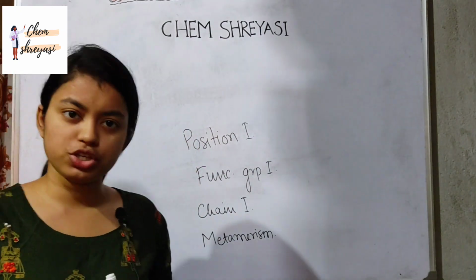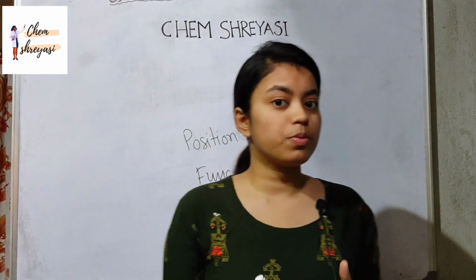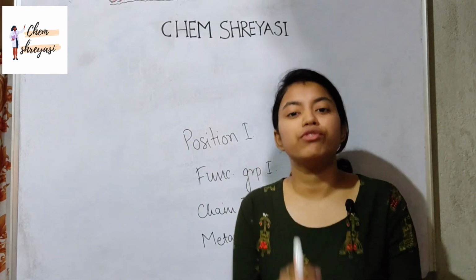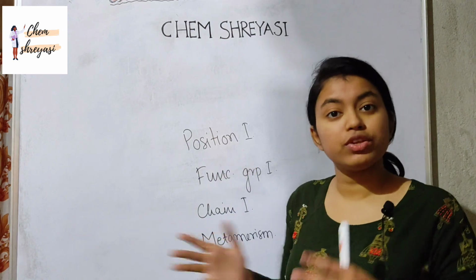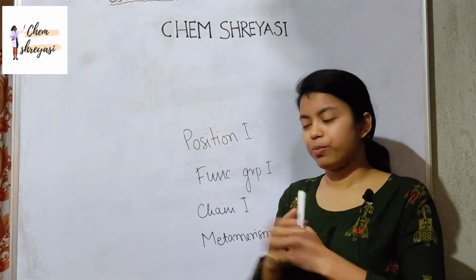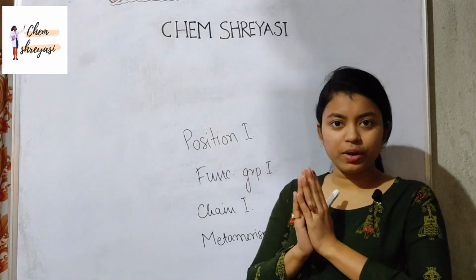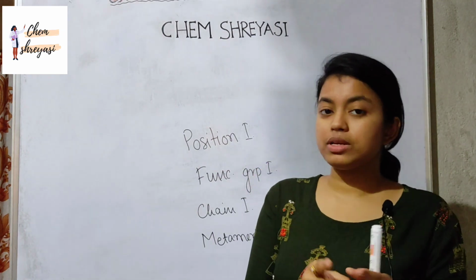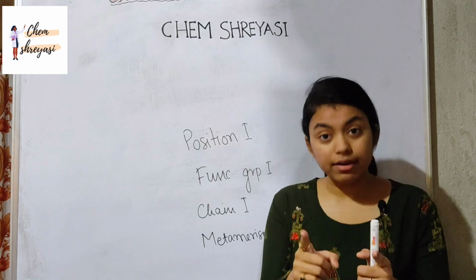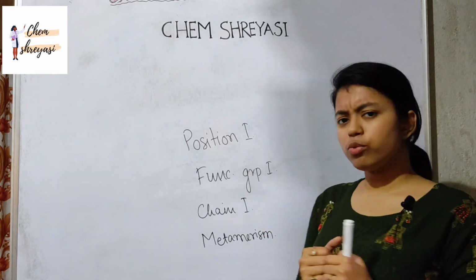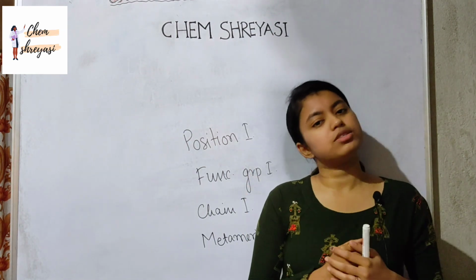The first one is the position isomerism. Position isomerism is a phenomenon in which 2 or more chemical compounds have a different position of the substituent or the functional group. The second one is the functional group isomerism. Functional group isomerism exists in those 2 or more types of chemical compounds in which the molecular formula is the same but the functional group is different.